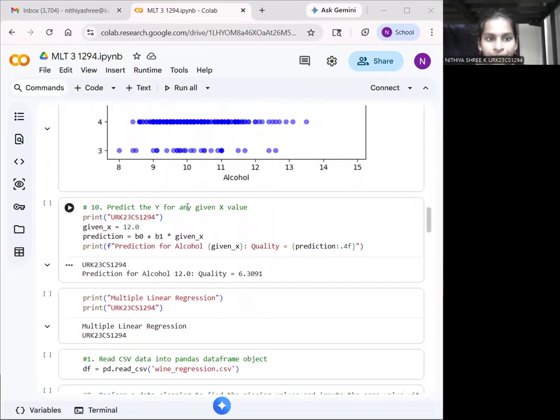Predict the Y for any X value. For this, we are using the prediction B naught plus B1 into the given X. This is to find the equation to predict quality.